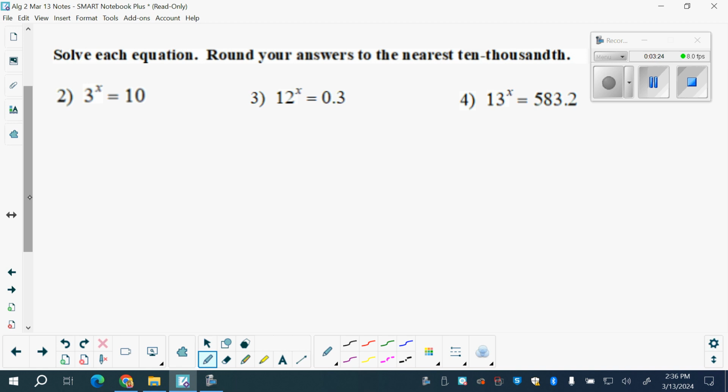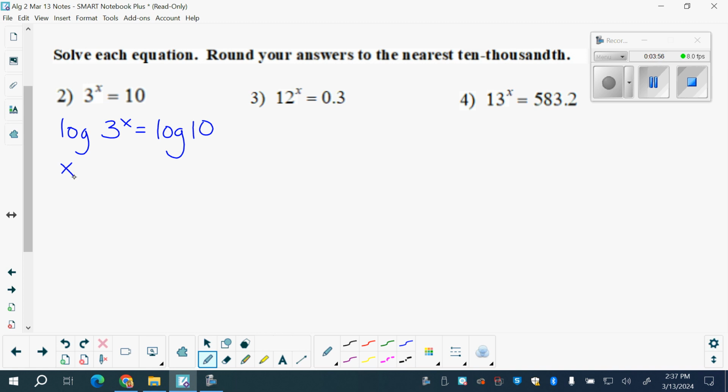So the first thing we want to do is take the log of both sides. If there is no base on that log, what is the base assumed to be? 10, which is what the log key on your calculator is. That's a base of 10. So we have a log rule that says we can do something with this x. What can we do with that x? We can move it to the front.